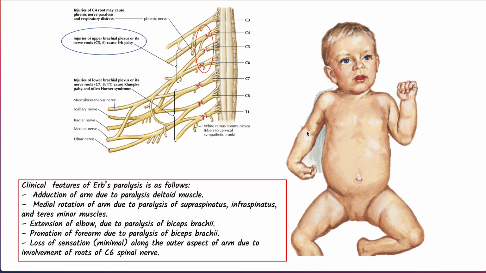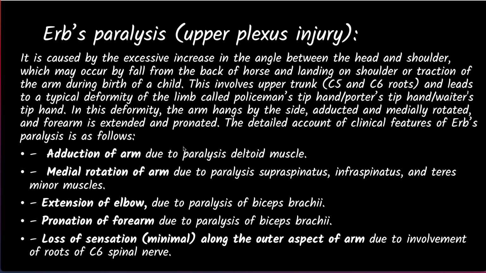And now let's explain it with the reasons. What you need to know: adduction of the arm. If you see this image, the arm was adducted. Why? Because there was a paralysis of my deltoid, and we all know deltoid is the chief, one of the major muscles that bring abduction at my shoulder joint, along with other stakeholders.